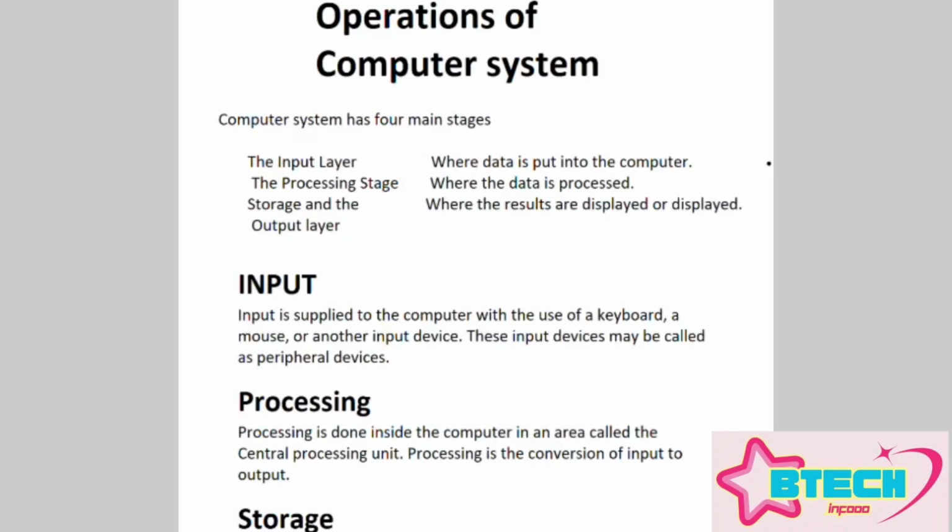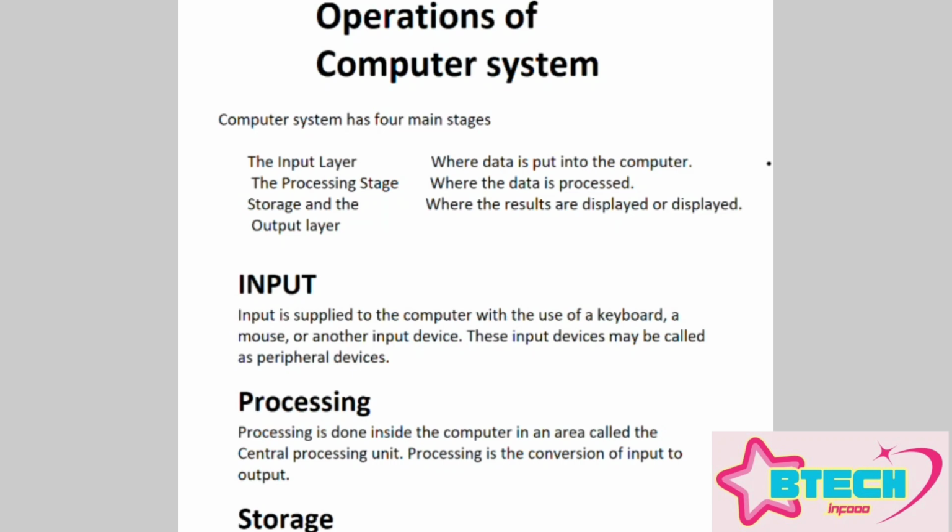Operations of computer system. There are 4 stages. First one, input layer, processing stage, storage and the output layer. Input layer is supplied to the computer with the use of keyboard, a mouse or any other devices which are also known as the peripheral devices.